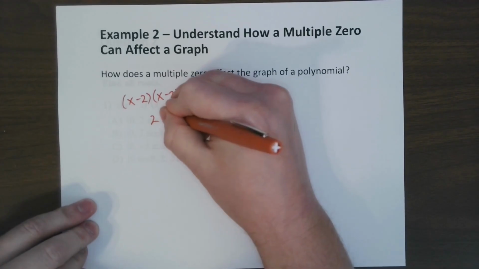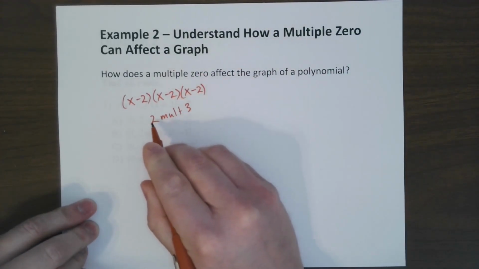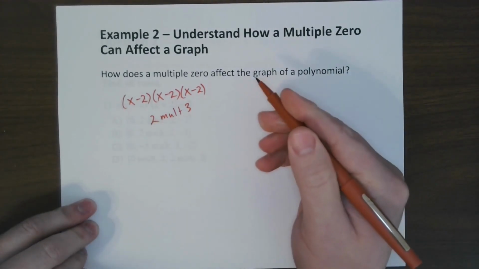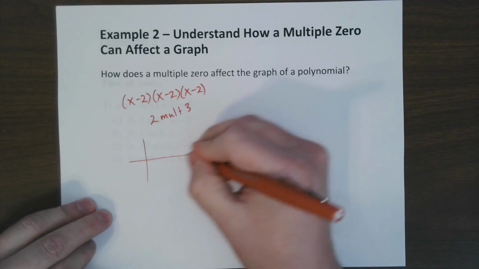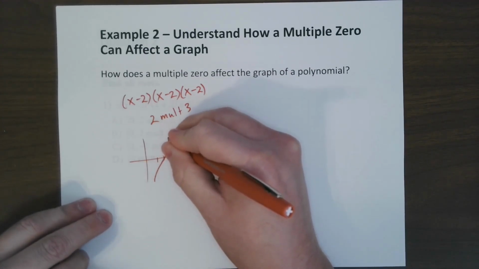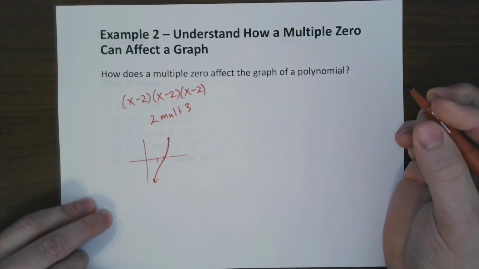So we say this has 2 mult 3. In other words, it's a zero or root of 2 that is happening 3 times. If we take a look at the graph of this, it would cut through the x-axis in kind of an S curve. So that's basically how it works.